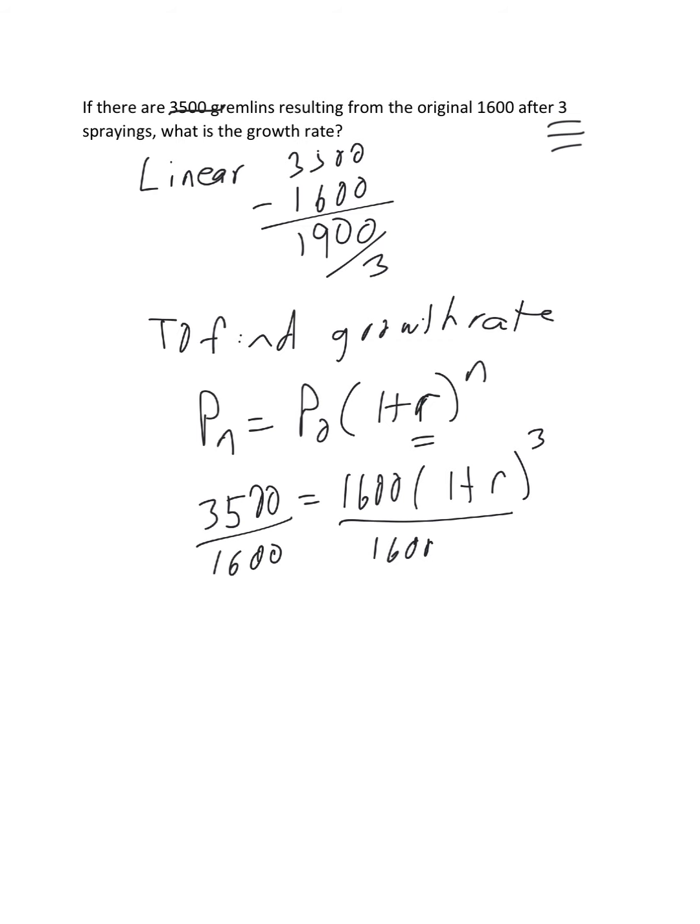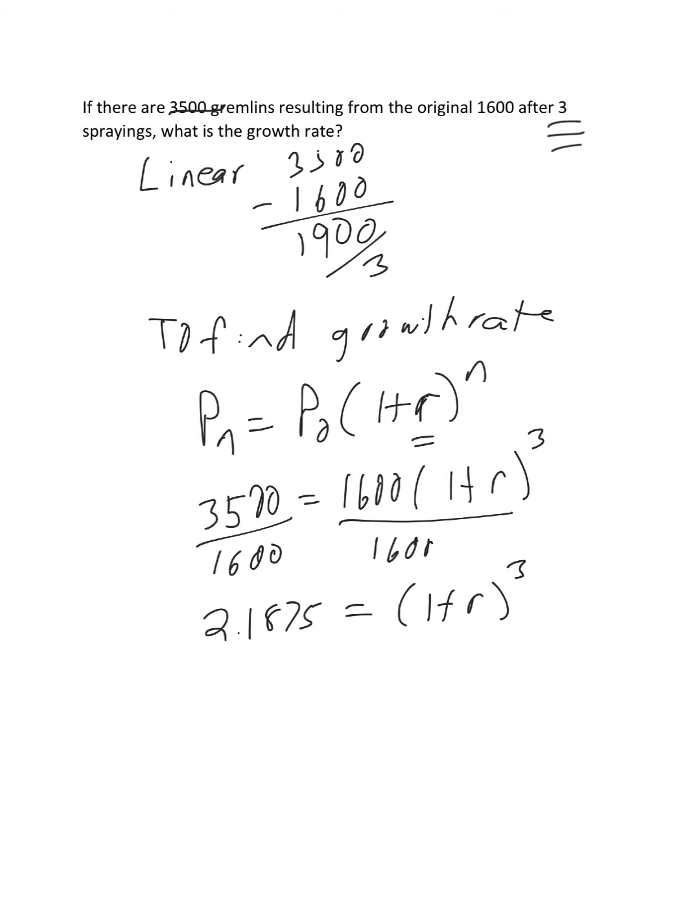And what do we get? 3,500 divided by 1,600 comes out to 2.1875. Pardon me, yes, 1,600 springs. Okay, 2.1875. Sorry, I was just checking my numbers there. I thought I had an error, but I believe I've got this correct. And then this is going to be equal to (1 plus r) cubed. Now, we still need to get this r by itself.